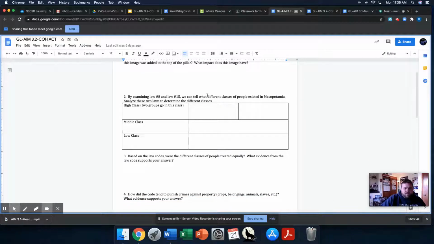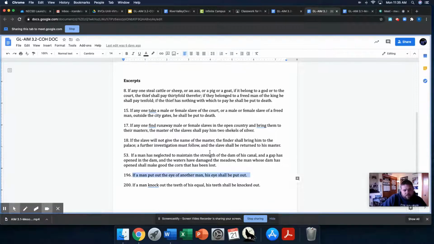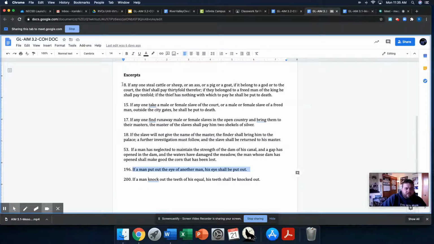Number two, by examining law number 8 and number 15, we can tell what different classes of people existed in Mesopotamia. Analyze these two laws to determine the different classes. So what I want you to try to do is read super critically some of these excerpts, 8 here and 15, and see if these laws give us a hint about how their society is structured. So I want you to take your best guess at that.